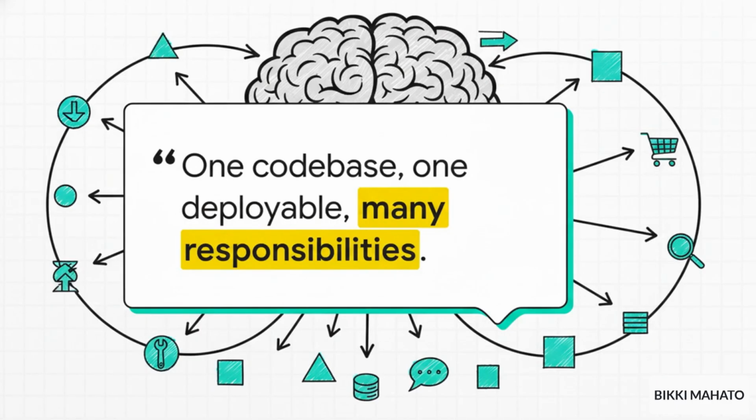Now, what's really interesting about this slide is that it gives us a golden rule. It's like a cheat code for your next system design interview. One code base, one deployable, many responsibilities. If you can just lock that single sentence into your brain, you fundamentally understand what a monolith is. Everything in one place doing absolutely everything.